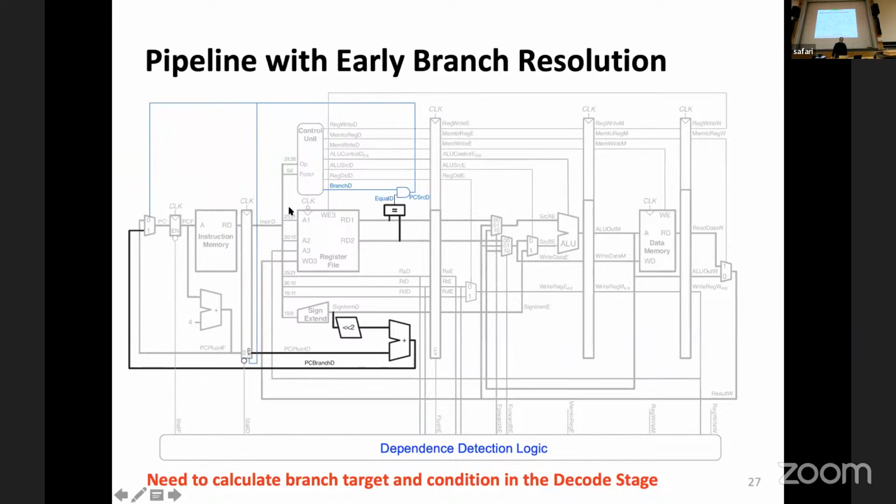And actually, that's not the only overhead that you are paying. You also need to consider something else to make it happen. Any idea? In order to make sure that this hardware works correctly, you need to also add something else to this datapath.